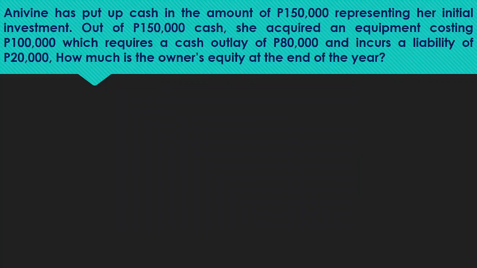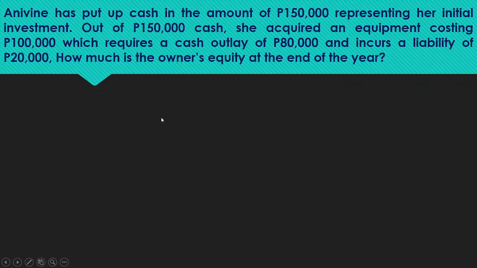Here we have the problem. Anivine has put up cash in the amount of 150,000, representing her initial investment. Out of the 150,000 cash, she acquired an equipment costing 100,000. So she bought an equipment, in other words, which required a down payment of 80,000 and incurs a balance or a liability of 20,000. The question is, how much is the owner's equity at the end of the year?